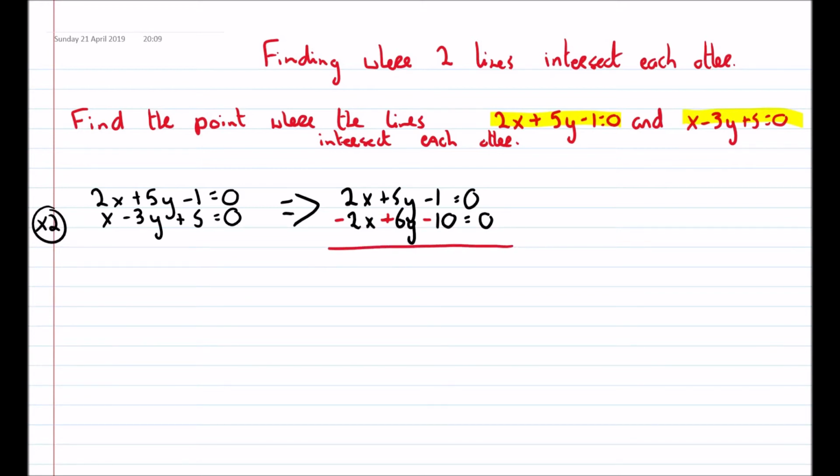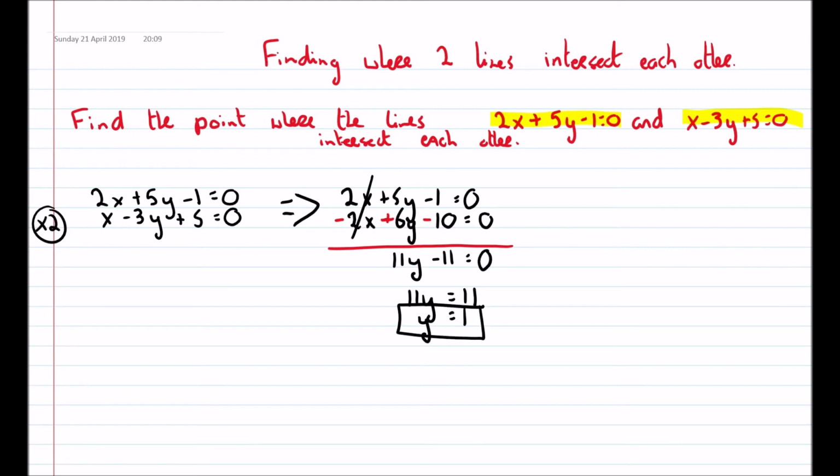So this is what I want you to say to yourself. 2x and minus 2x is 0x, or they cancel each other out. Same thing, they add to 0 or they cancel each other out. But say this to yourself: 2x and minus 2x cancel. 5y and 6y is 11y. Minus 1 and minus 10 is minus 11. And that equals 0. So 11y minus 11 equals 0, so 11y equals 11. Divide by 11 on both sides and we get y equals 1.